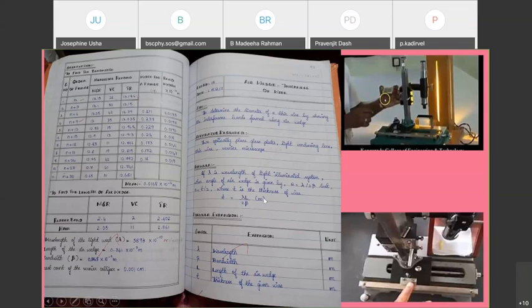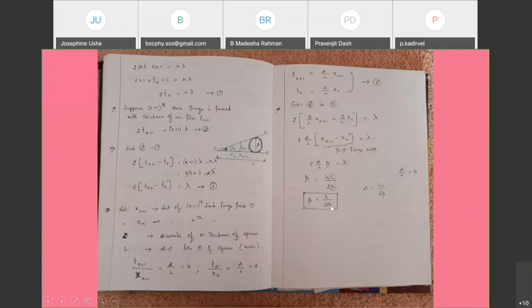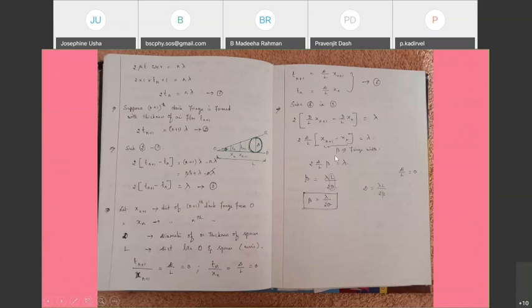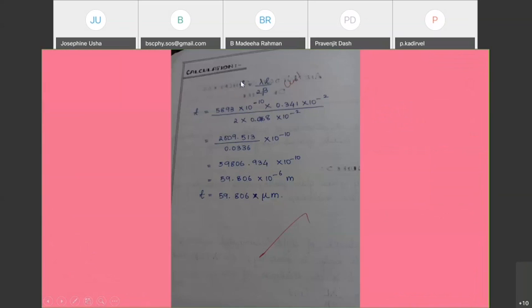After that, we know the formula we have derived. Beta is equal to lambda by 2 theta. So from this, beta is equal to what? Lambda L by 2D. So we know the remaining values, the beta value we know, L also we know, and then substitute in the formula.